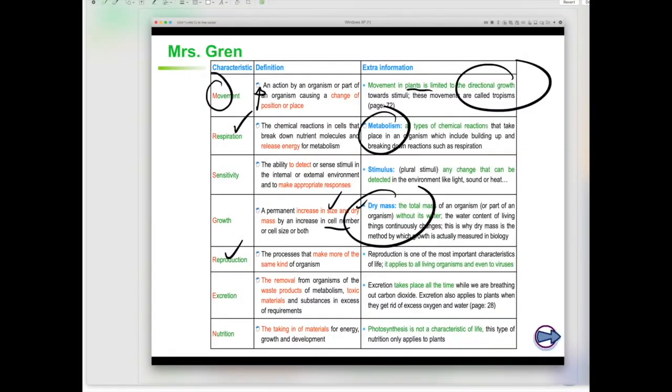mass. Reproduction is just to make more of the same type, but in viruses, which we're going to talk about in the second class, viruses don't have any one of those 7 characteristics. The only characteristic that viruses have is reproduction. Viruses don't move, don't respire. Viruses only have reproduction. This is why reproduction is the most universal characteristic of all organisms.